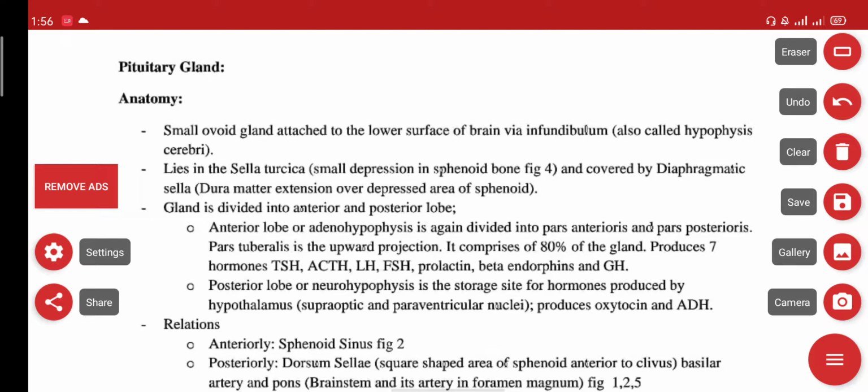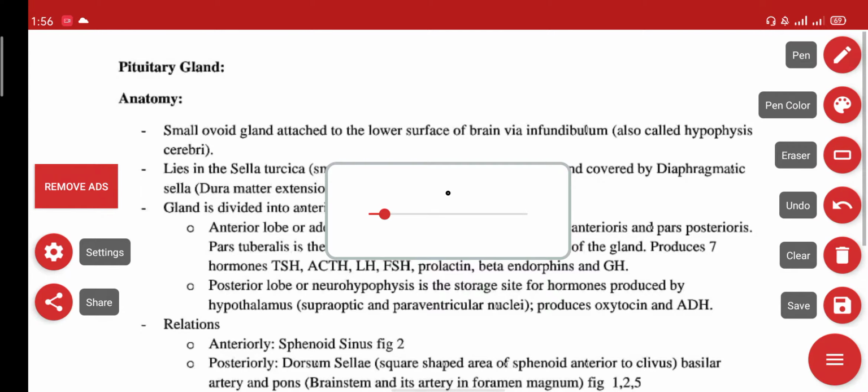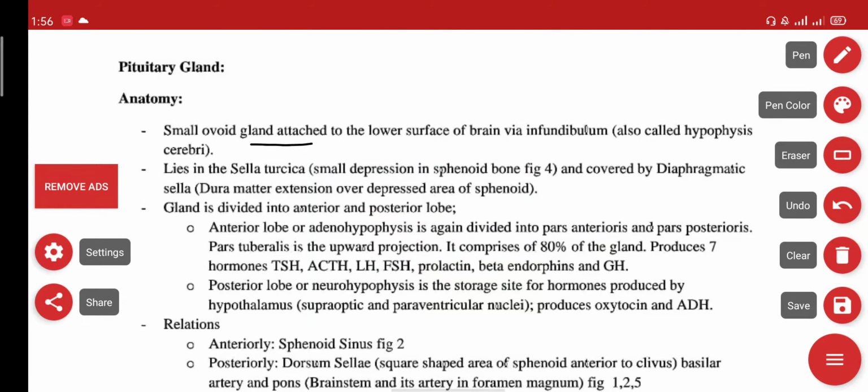The pituitary gland is a small oval shaped gland. It is attached to the lower surface of the brain via the infundibulum. Infundibulum is its stalk with which it is attached to the brain. So that is why it is also called the hypophysis cerebri.